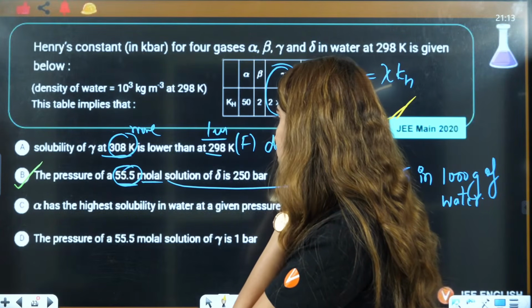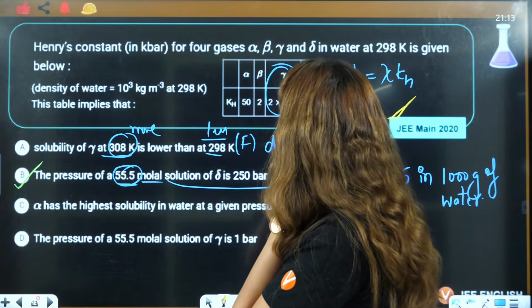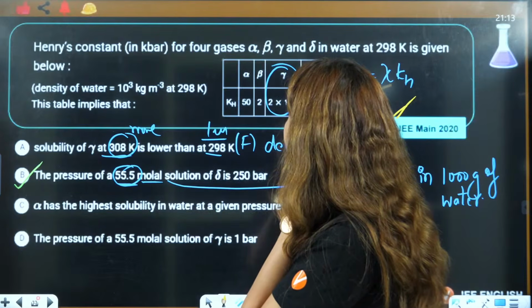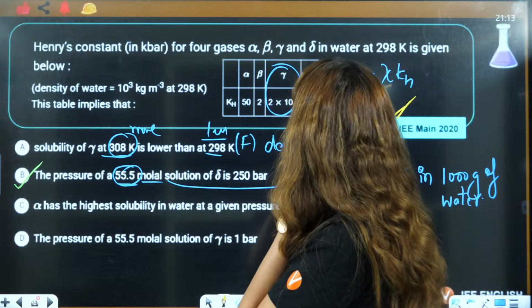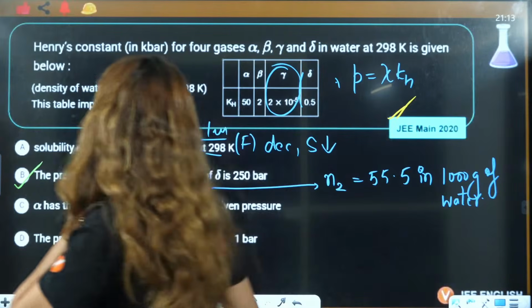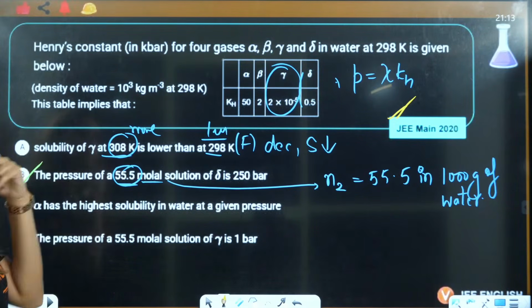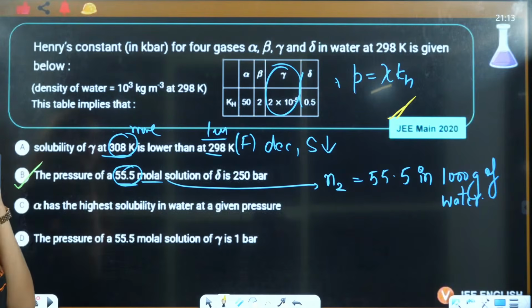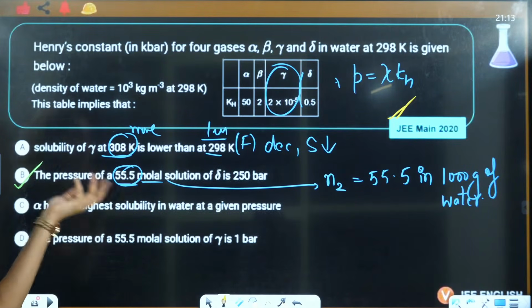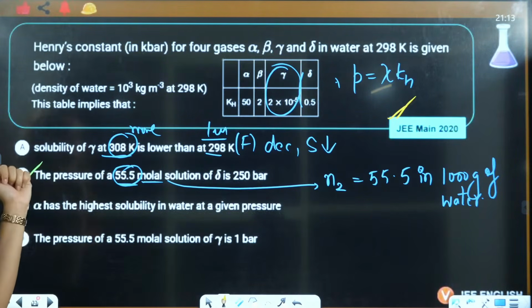This is lower than this. This should not happen, right? I think there is some statement that is wrong, because solubility of gas, if you talk about more temperature, solubility will be more, right? So it is lower, that is not correct. It is more than that. No? It will be more.